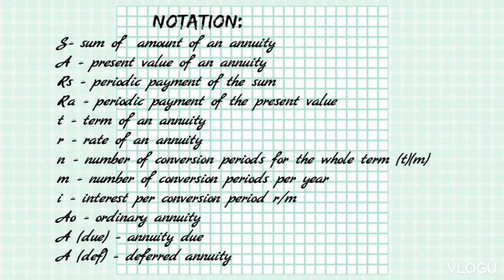Notation: S is the amount of an annuity, A is the present value of an annuity, T is the term of annuity, R is the rate of annuity, N is the number of conversion periods of the whole term, M is the number of conversion periods per year, I is the interest per conversion period, R divided by M. A_O is the ordinary annuity, A_due is the annuity due, A_def is the deferred annuity.